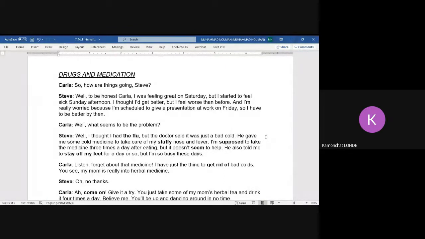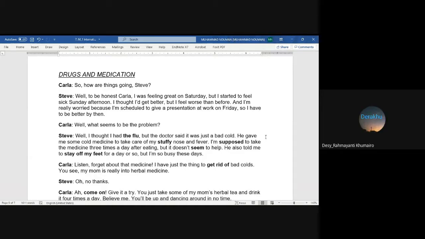Well, I thought I had a flu, but the doctor said it was just a bad cold. He gave me some cold medicine to take care of my stuffy nose and fever. I'm supposed to take the medicine 3 times a day after eating, but it doesn't seem to help. He also told me to stay off my feet for a day also, but I'm so busy these days.